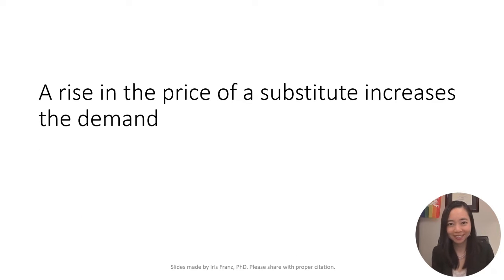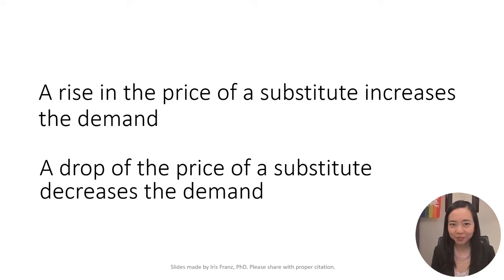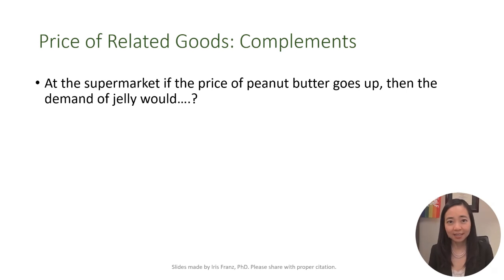So, what's the takeaway? A rise in the price of a substitute increases demand for the other good, while a drop in the price of a substitute decreases it. You don't need to memorize this rule. Just think back about the Coke and Pepsi example. When Pepsi became more expensive, you switched to Coke, increasing your demand for it. On the flip side, if Pepsi's price drops, you will likely buy more Pepsi and your demand for Coke will go down. Now, let's switch gears and explore how the price of a complement can affect the demand curve.